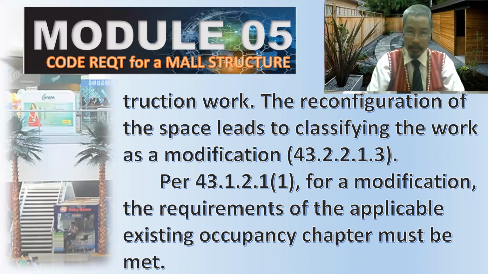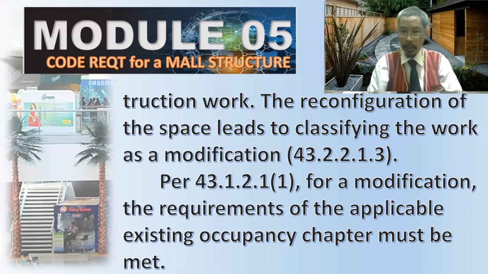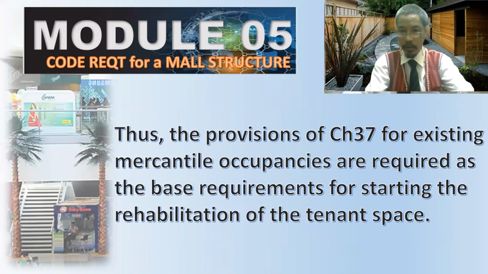Per subparagraph 43.1.1.2.1 and the first paragraph, for a modification, the requirements of the applicable existing occupancy chapter must be met. So existing occupancy. Because of this modification, this is the basis: application existing. Now, the provisions of Chapter 37 for existing mercantile occupancies are required as the base requirements for starting the rehabilitation of the tenant space.